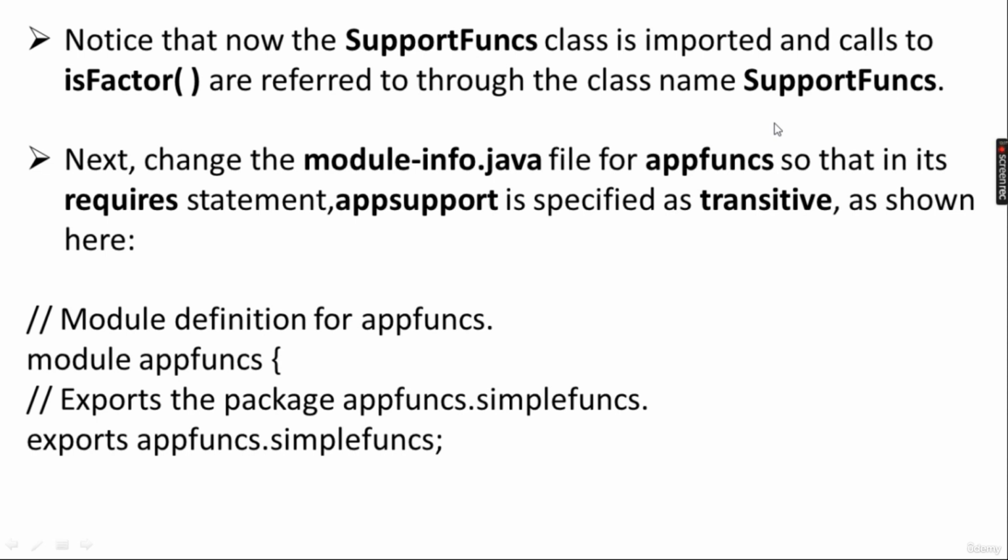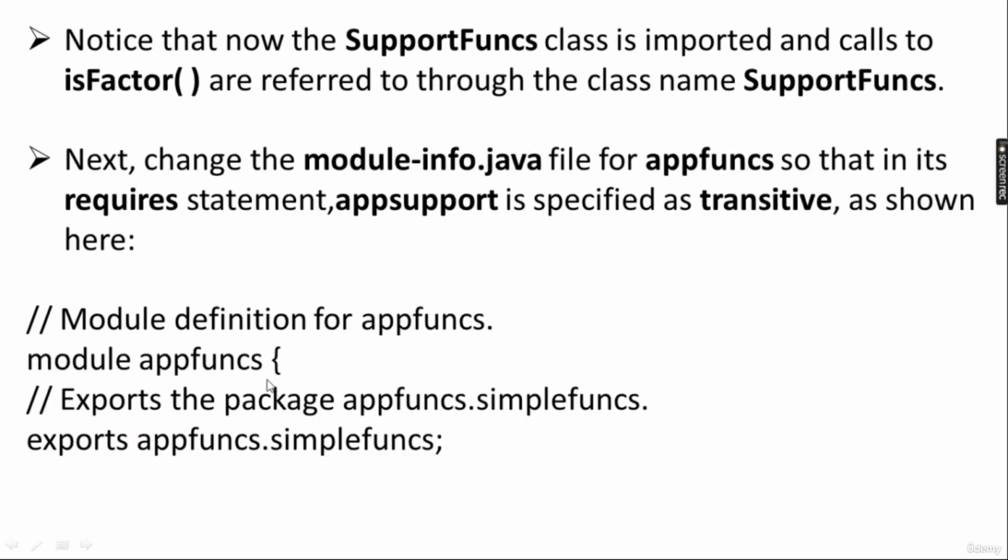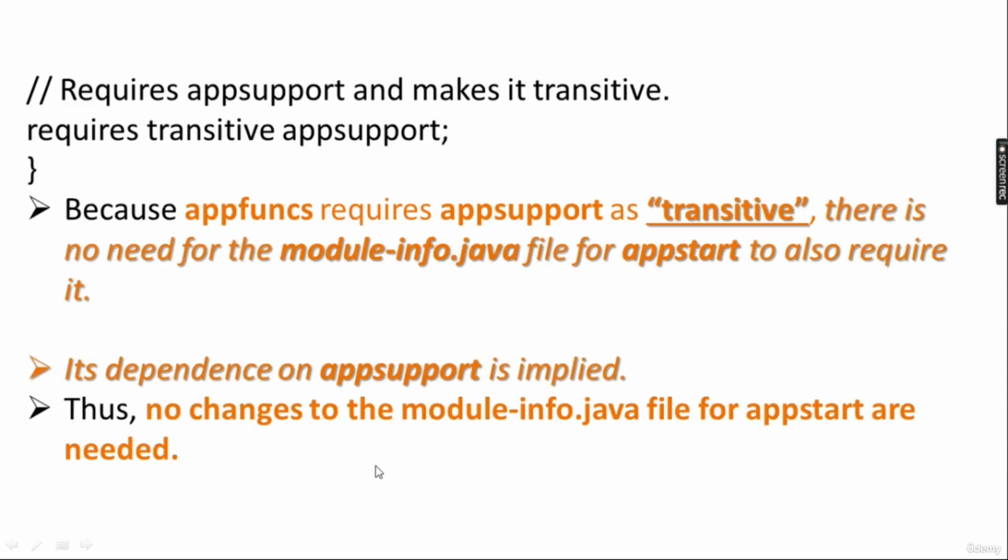Next, change the module-info.java for the app functions so that in its requires statement, app support is provided as transitive like this. So we will change now app functions. Export the package appfunctions.simplefunctions, exports appfunctions.simplefunctions. Okay, so app support is transitive now, requires transitive appsupport, in which module? App functions. So any module which is dependent upon this module will also have access to the app support package, or sorry, app support module.